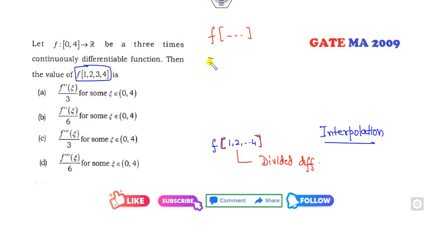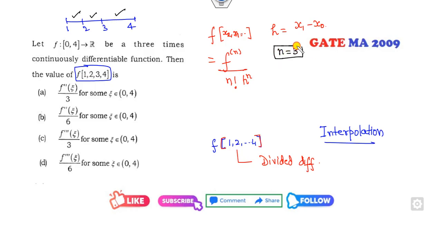I have told you it is always nth derivative divided by n factorial h raised to power n. What is h? If I say this is my x0, x1 and so on, so it is the difference between them. You can see my points are 1, 2, 3 and 4. How many intervals do you have? 1, 2 and 3. So n is my 3. So I can substitute here the third derivative. n is my 3. h, what is the common difference between them? 2 minus 1 is my 1. So 1 of 3. So what is the right answer of this? Third derivative divided by 3 factorial.